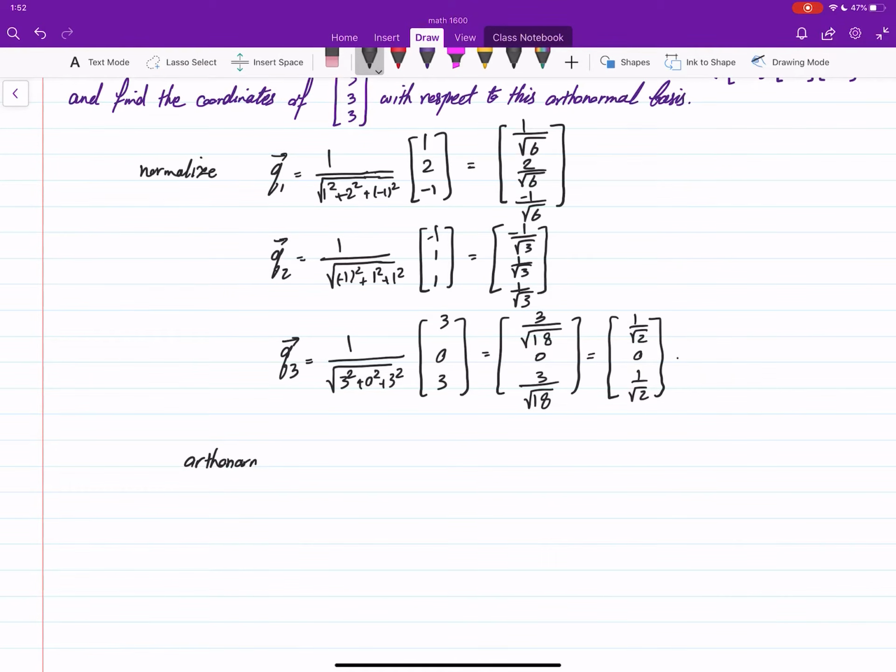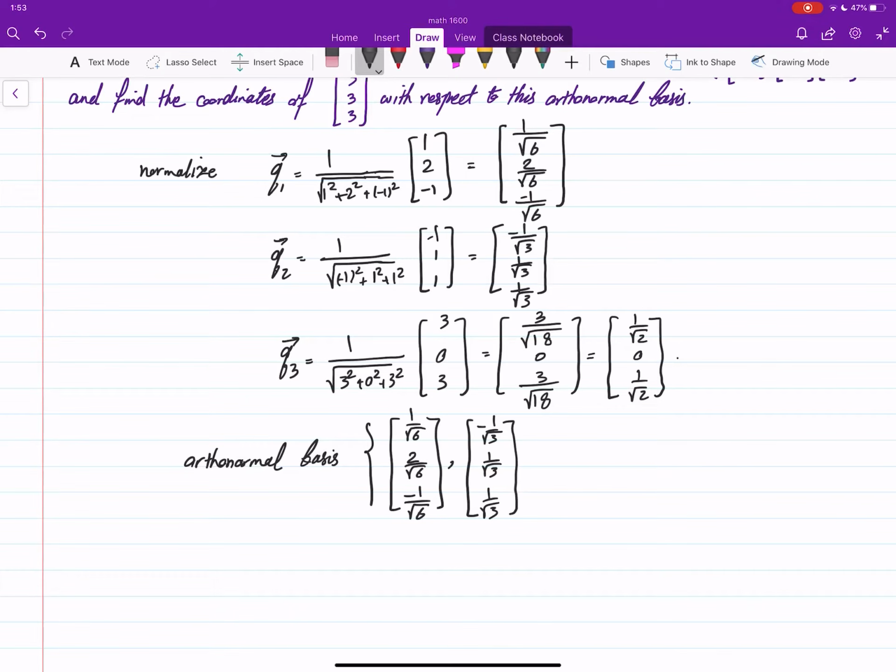So the orthonormal basis we constructed is now: 1 over root 6, 2 over root 6, and negative 1 over root 6; negative 1 over root 3, 1 over root 3, 1 over root 3; and 1 over root 2, 0, 1 over root 2.